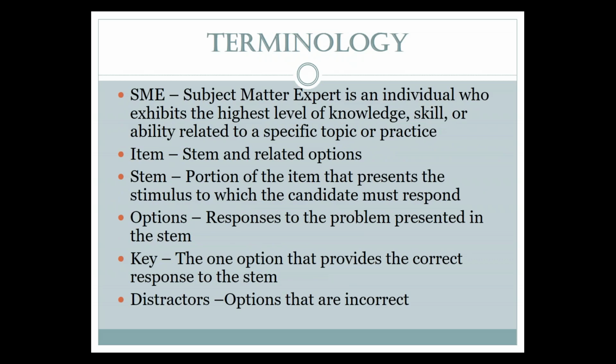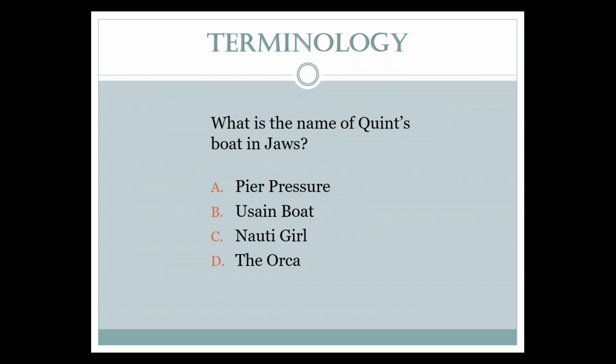Moving on to some terminology we use a lot through our presentation and test development work. So SME, that's you all, your subject matter experts. You are individuals who exhibit the highest level of knowledge, skill, or ability related to the specific topic or practice. So in this case, our surgical assistants. The item is the whole shebang, the stem and the related options. What you're going to be creating. The stem is what we call the portion of the item that presents the stimulus to which the candidate must respond. Our options are our responses. You will have 4, A, B, C, and D. The key is the correct option, or the answer. And the distractors are the incorrect options. They distract from that key.